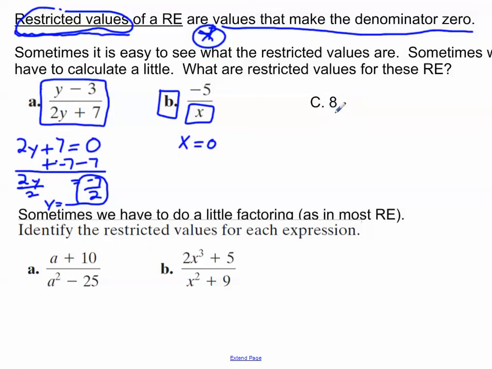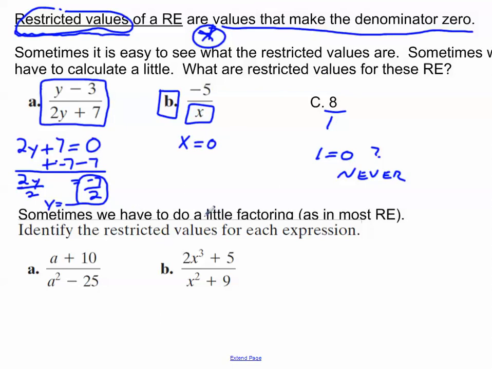How about question number C? I've got C is 8. What's the restricted value for 8? 8 is a polynomial. 8 is a rational expression. If we redefine it, we can say it's 8 over 1. So what is the restricted value for 8, or 8 over 1? Well, if 1 equals 0, then we have a restricted value, but when does that happen? Never. So we have no restricted values for this rational expression.